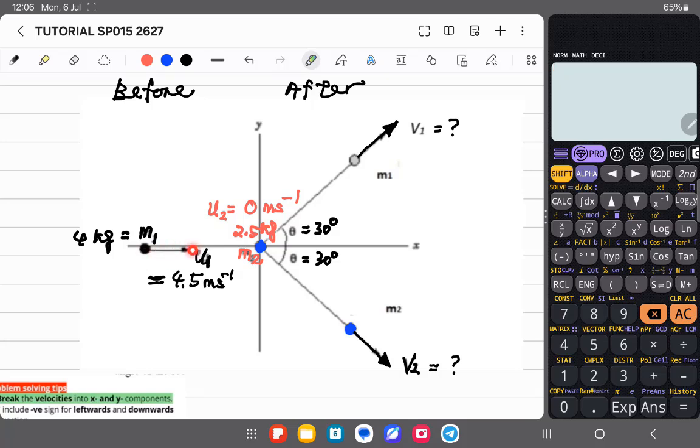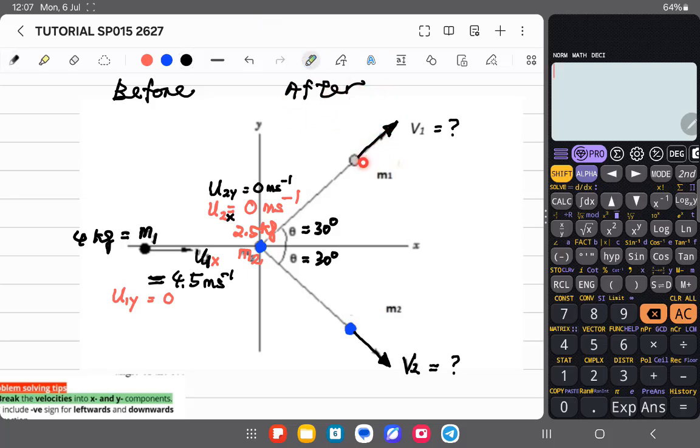So for the initial, before collision, the initial velocity for the first ball only has component x. This will be our u1x is 4.5. The u1y will be 0. Same goes for ball 2 because before collision ball 2 is at rest. So the component x for u2x is 0. Same goes for u2y is 0. Then how about after collision?